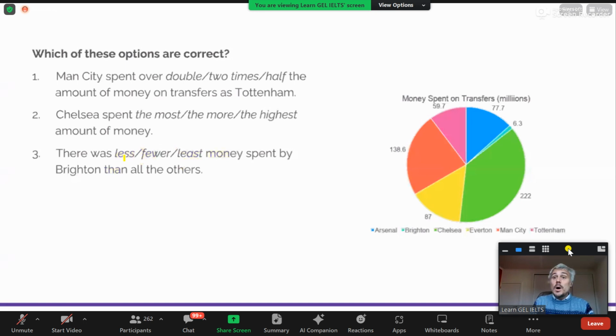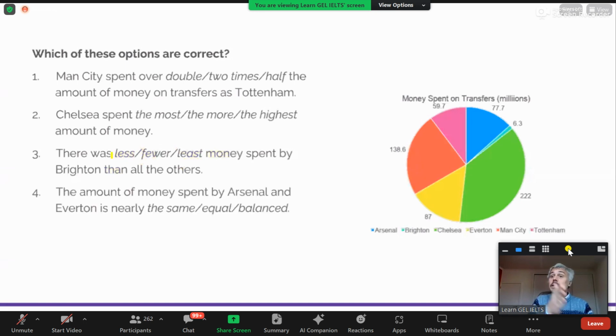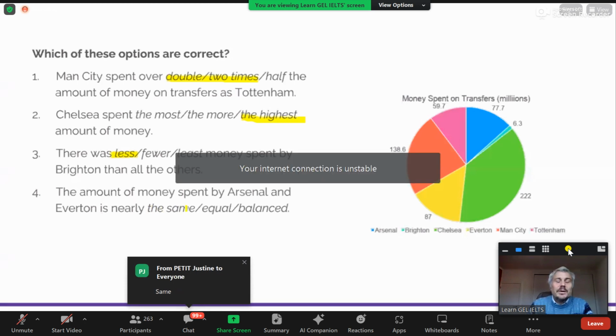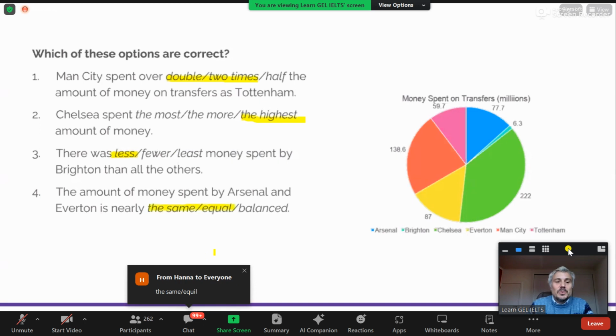Number 4, everybody. Nearly the same, equal, or balanced. The best answer, please. Very good. Well done, guys. Nearly the same or nearly equal. Yeah, it's close to being the same or equal. We don't normally use the word balanced for this type of description.